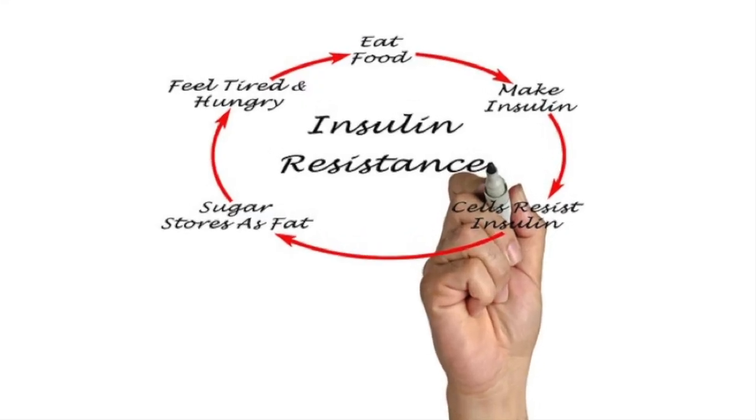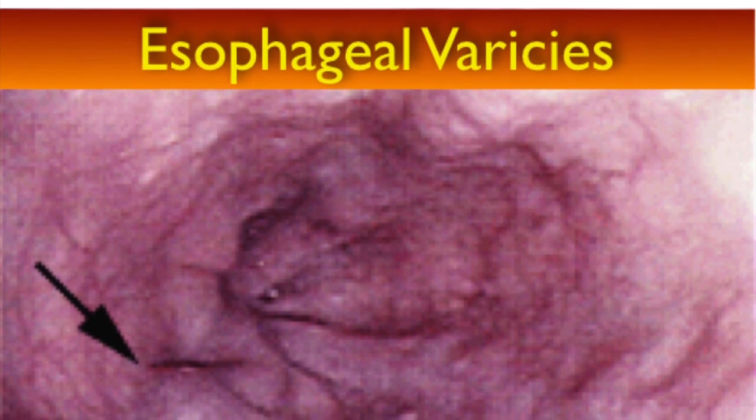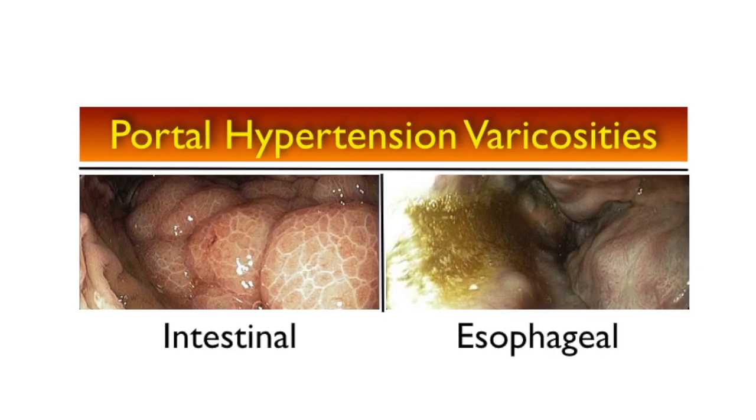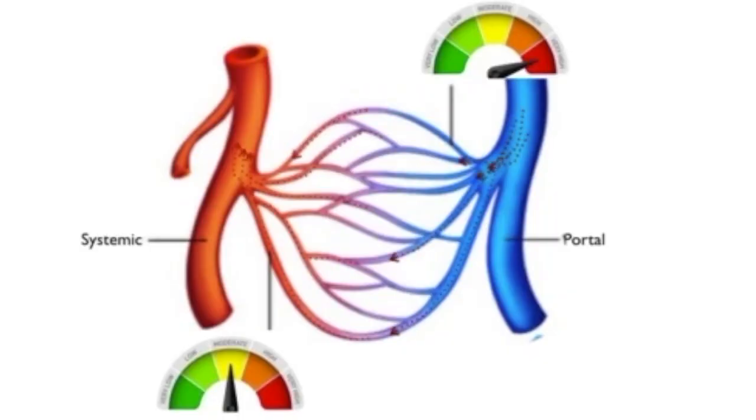Under normal circumstances, there is very little backflow through the interconnecting channels. Insulin resistance is a risk factor for esophageal varices. However, when portal blood flow through the liver is impaired and portal pressure becomes high enough, some portal blood will be shunted to the lower pressure caval system through the interconnected channels, thus forming a portal anastomosis.